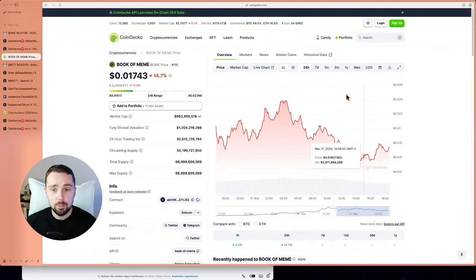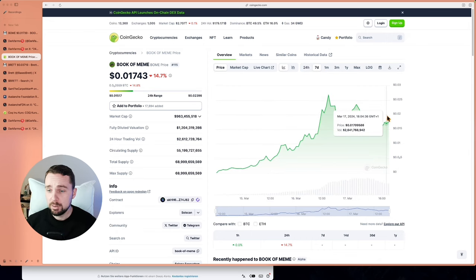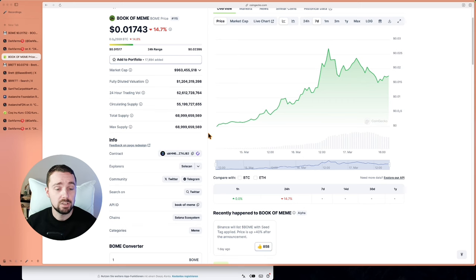Here on CoinGecko, we can see there was this retracement in the price right now. So we are far away from the all-time high. The whole thing has a market capitalization of about $1 billion. Fully diluted valuation is a little bit more, but not a lot of tokens that can be dumped on you, which is very positive.